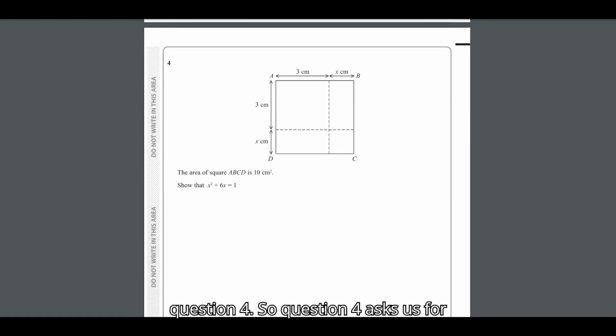So question 4 asks us for the area of a square ABCD, and it's 10 centimeters squared.